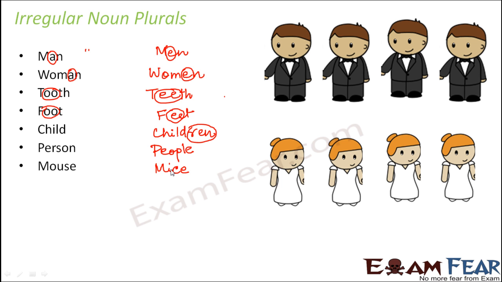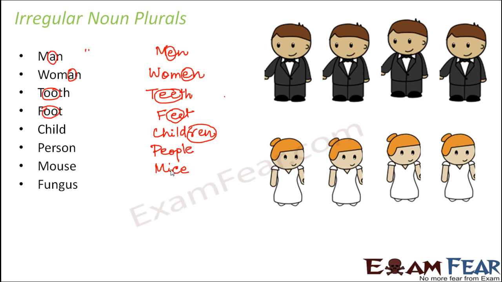Like till now we were discussing certain rules, like words ending with O, you add ES. Words ending with F, you add VES. But these words, they do not follow those kinds of rules, and that is why they fall under the category of irregular noun plurals.